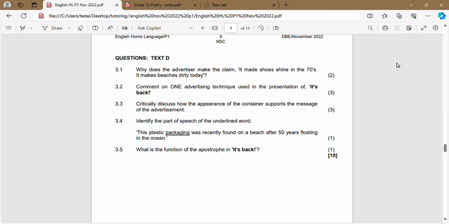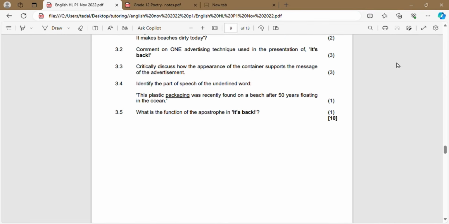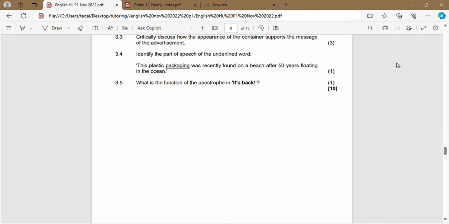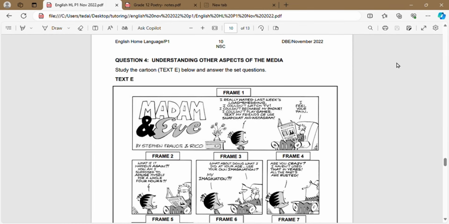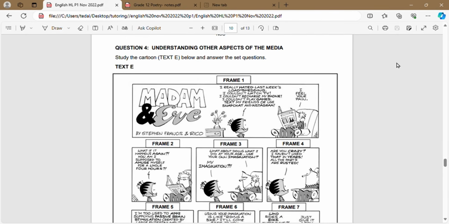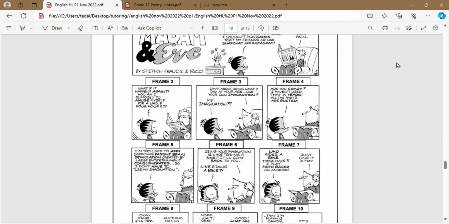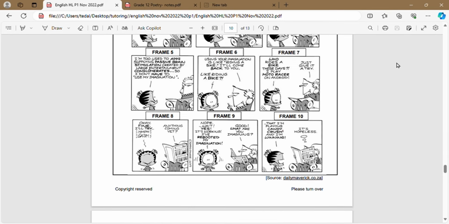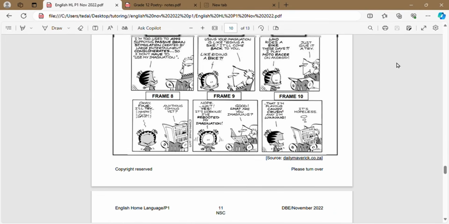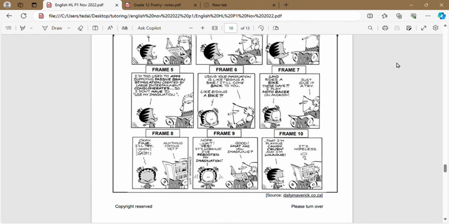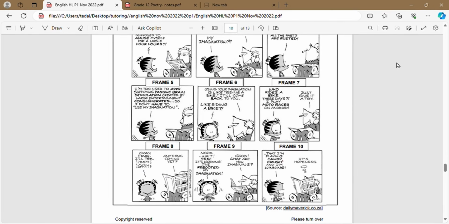Then the questions on text D, there's different questions. Usually they'll ask you things about the appearance, who's the advertiser, who's the target market, the techniques, and what are the functions of specific things. Then the last part is question 4, understanding other aspects of the media. So you study the cartoon and answer the questions below. Okay, you have cartoon frames and things that they are saying there, and they give you a glossary and characters.